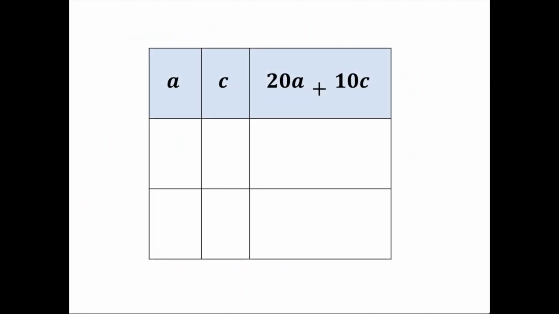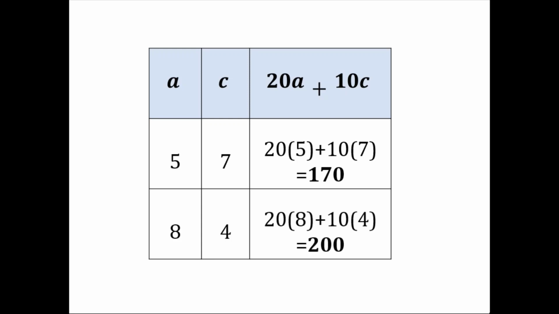With that, let's consider this table where again A is the number of adults, C is the number of children, and 20A plus 10C is the representation for the total admission fee. If there are 5 adults and 7 children, how much will they pay all in all? Using the expression, 20 times 5 is 100, 10 times 7 is 70, adding them, that results to 170. If there are 8 adults and 4 children, how much will they pay all in all? That's going to be 200 pesos because that's 20 times 8 plus 10 times 4.